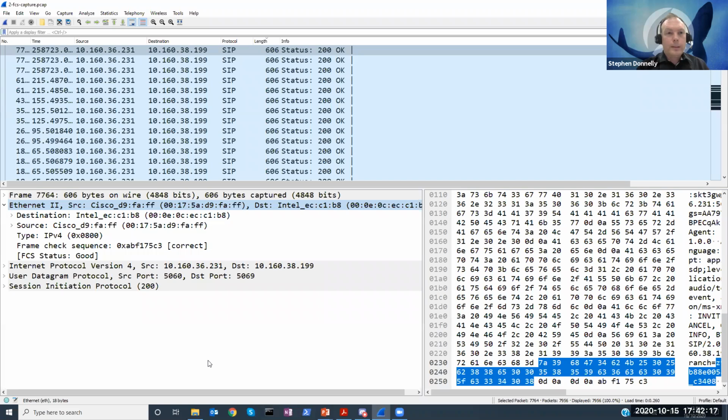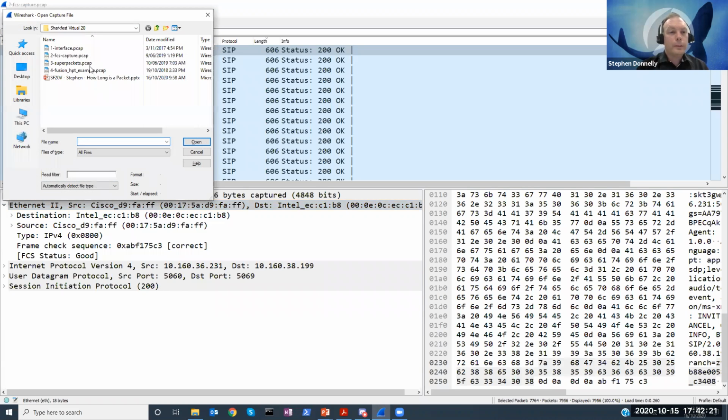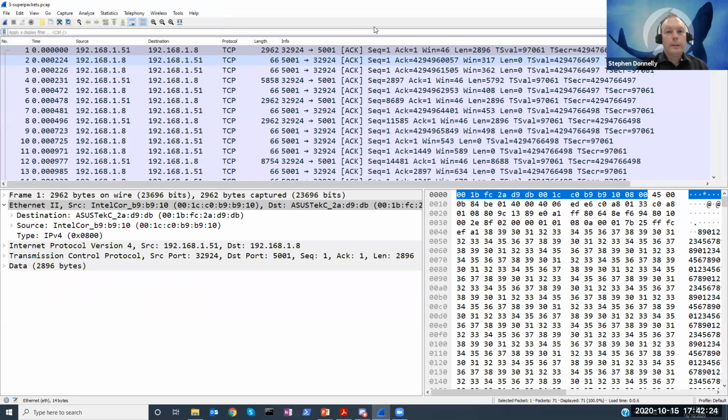All right, so let's have a look at another case. So here is a different trace file. And this one was captured on a Windows machine. And looking at it, we immediately see a bit of a problem.